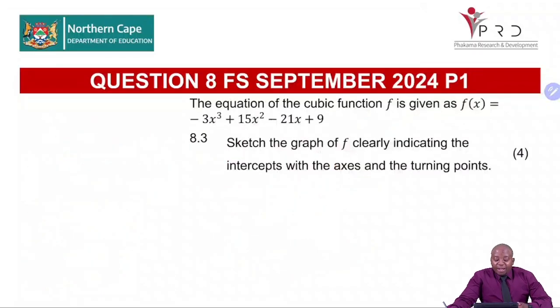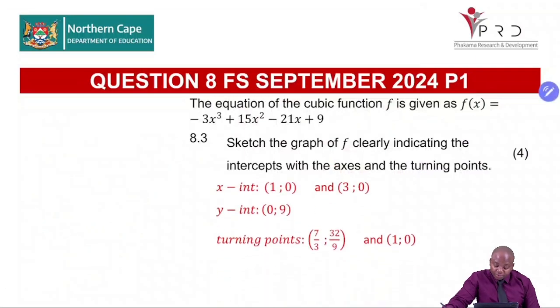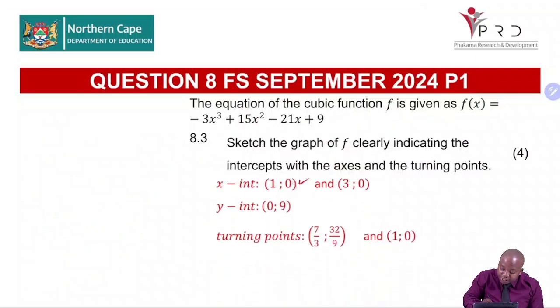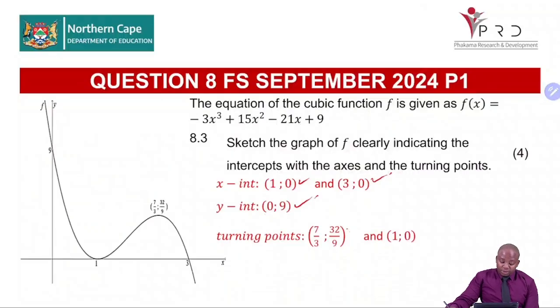Now 8.3 reads as follows: sketch the function of f indicating all the intercepts with the axes and the turning points. Remember, we are sketching this and we are showing all of the points of interest. Our x-intercepts were (1, 0) and (3, 0). We found them from the previous questions. And our y-intercept was (0, 9). The turning points are, turning point number 1 was 7 over 3 and 32 over 9. And our second turning point was 1 and 0.